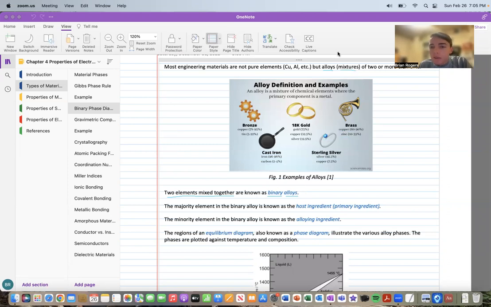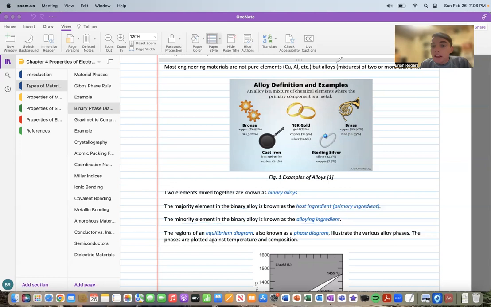And so now we're going to get a little bit into the finer definitions. The majority element in a binary alloy is known as the host ingredient. So this is like your primary ingredient, the main one that you're using within the composition. And then the minority element in the binary alloy refers to the alloying ingredient. So you're adding this one. This one is not the primary, it's the minority ingredient. So they like to call this the alloying ingredient.